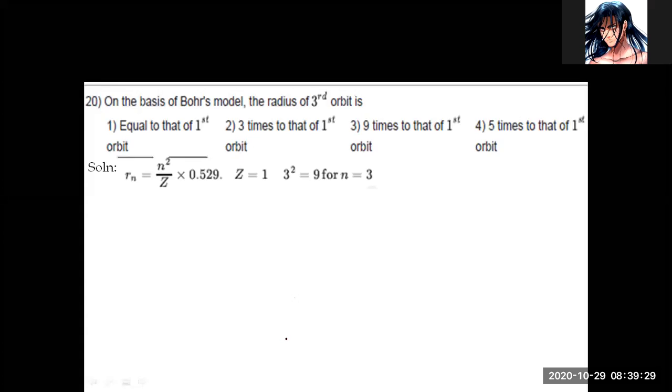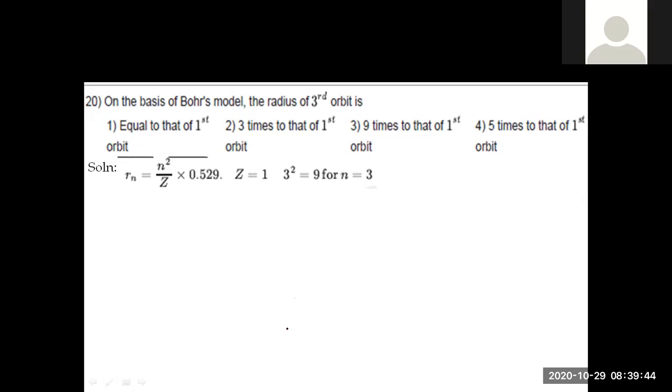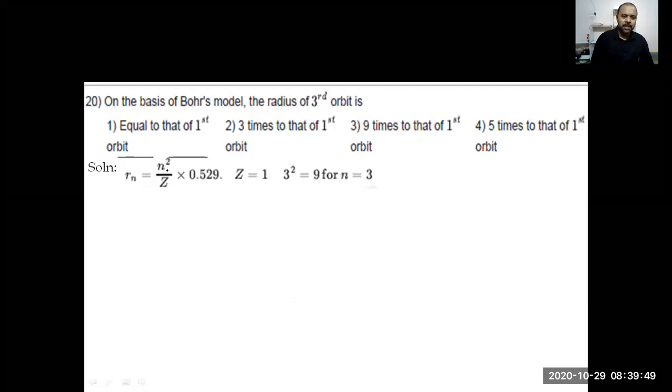So the formula is n square by z square, no, sir? No. Radius is n square by z. Okay, sir. Energy is n square by z square by n square. And velocity is z by n. Okay, right. So radius of electron is n square by z.